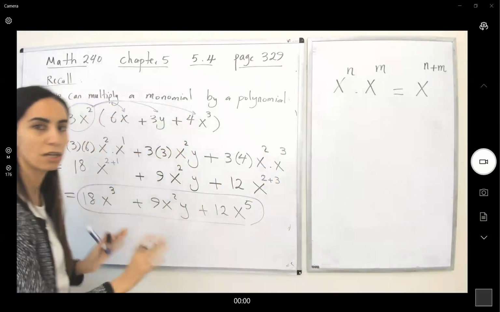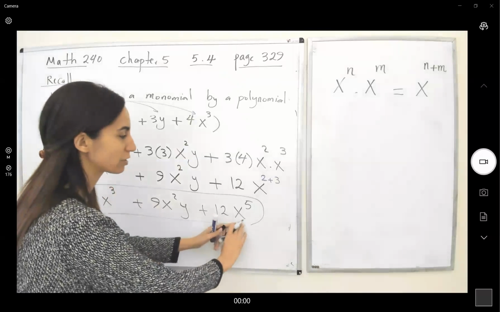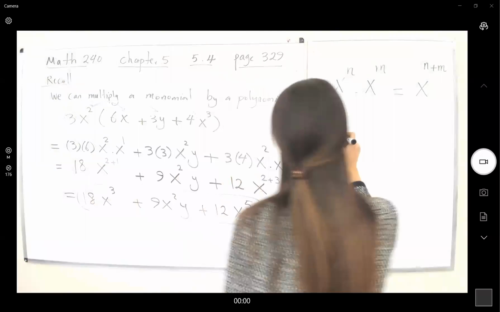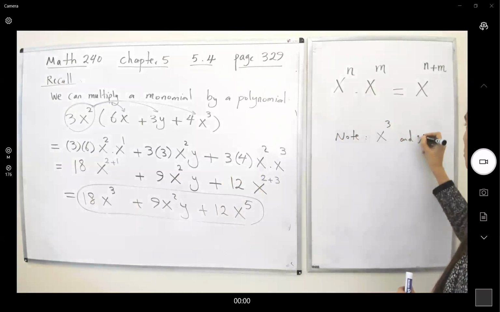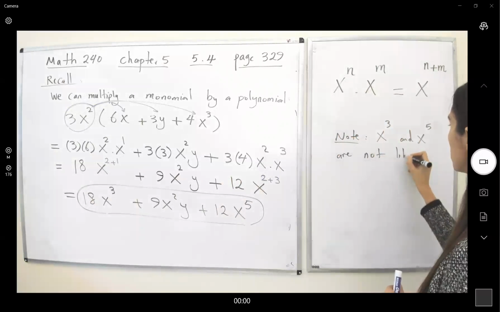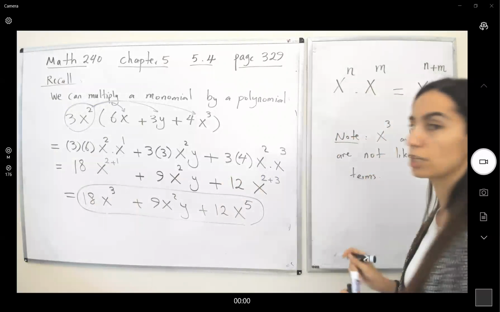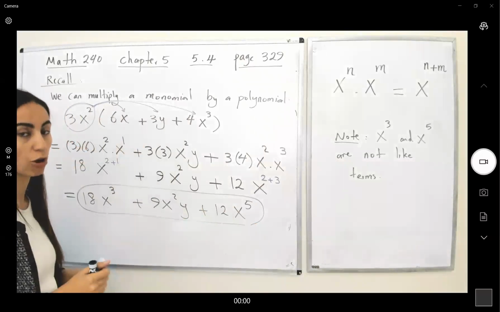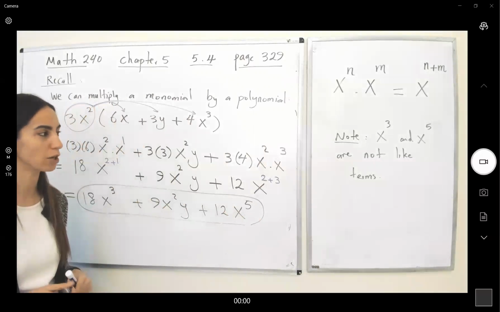And we cannot simplify this more. Why is that? Here you have x raised to the 3rd power. Here you have x raised to the 5th power. They are not like terms. Note that. X to the 3rd and x to the 5th are not similar terms or like terms. So it means that we cannot combine these two terms. Of course, this term has y in it, and there is no way you can combine these terms together. They are not like terms.